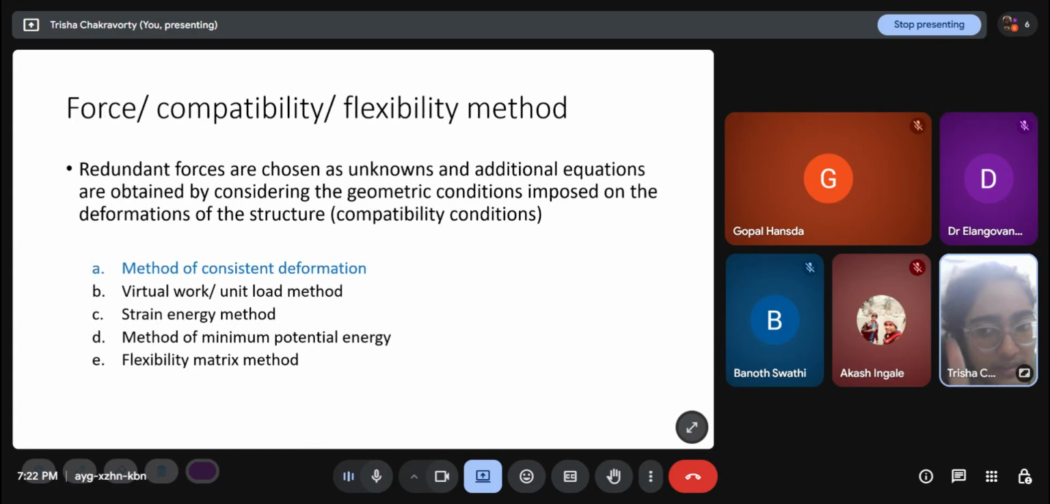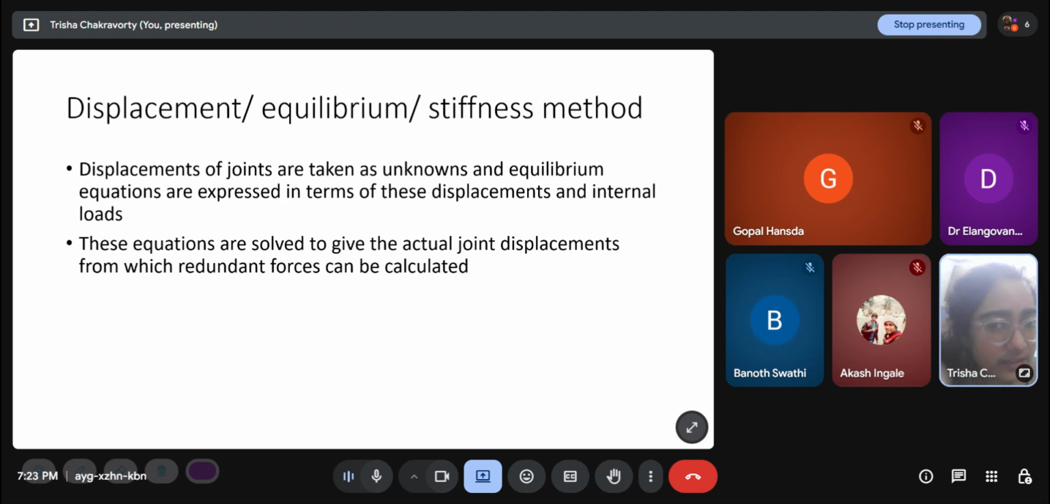So all three of these terms, force, compatibility, flexibility, are three terms for the same class of methods, and displacement, equilibrium, and stiffness are the three terms for the other class of methods. The approaches in both of these are different. In displacement methods, the displacements of joints are taken as unknowns, and equilibrium conditions are expressed in terms of these displacements and internal loads.